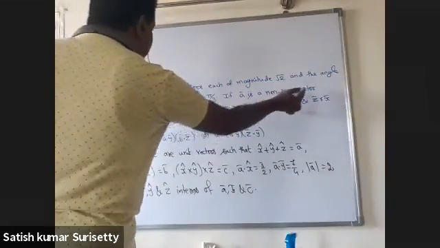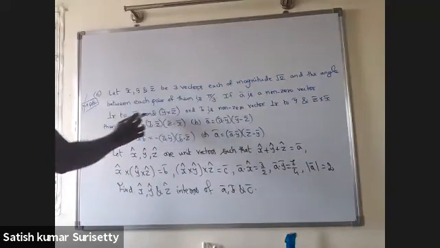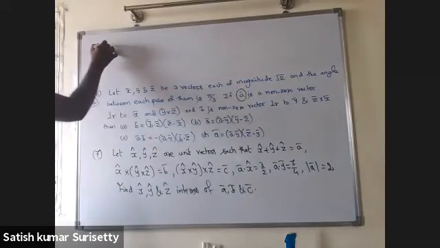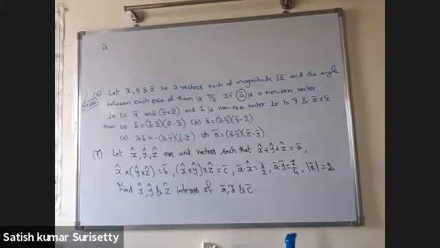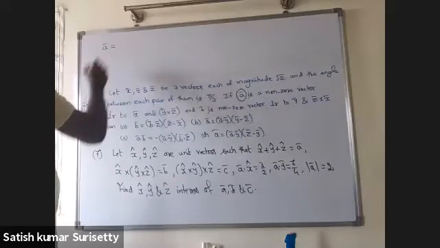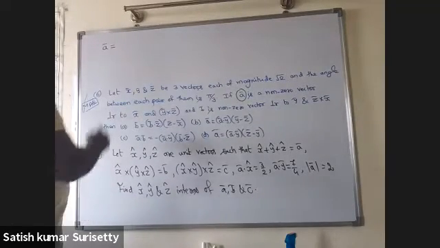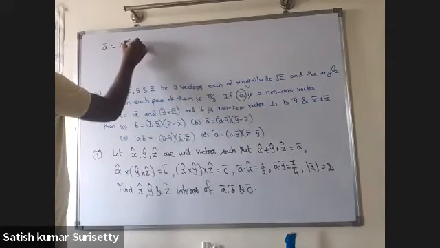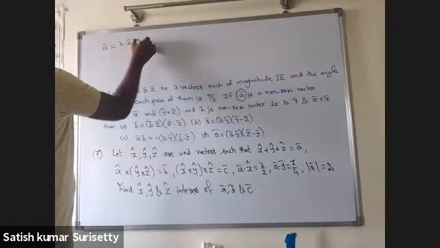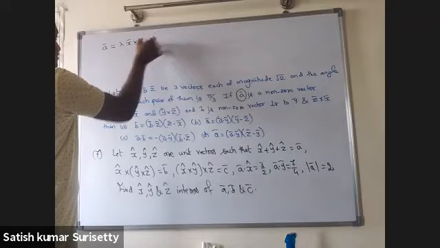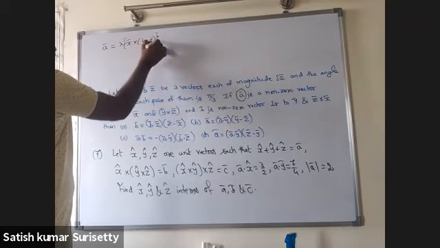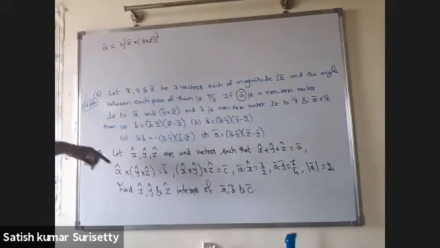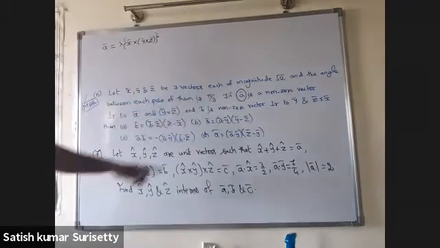Now, when a bar is a non-zero vector perpendicular to x bar and y cross z, what can I write as a bar? A bar equal to lambda times x bar cross y bar cross z bar. Check, have you understood this? Because this is a vector which is perpendicular to x bar as well as y cross z. That's what a bar is. In the same manner, we can write b bar also.